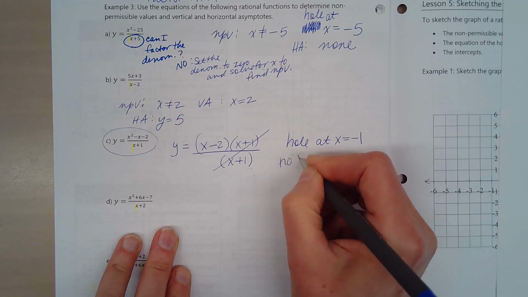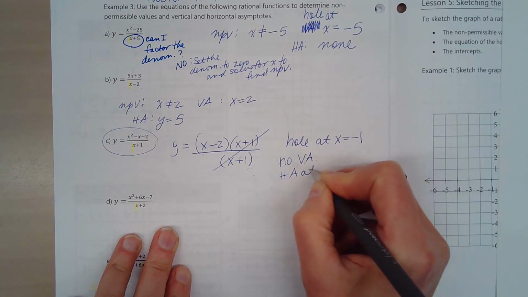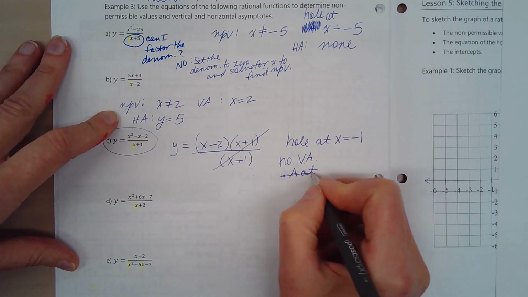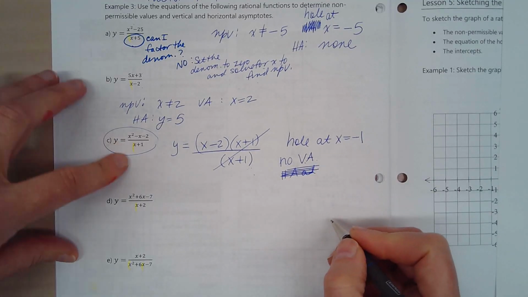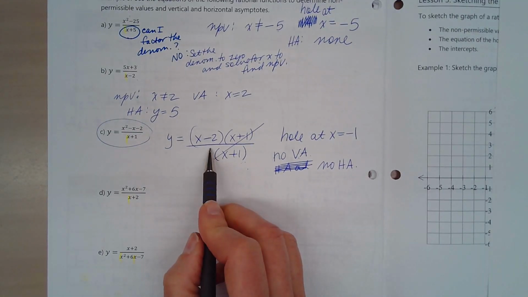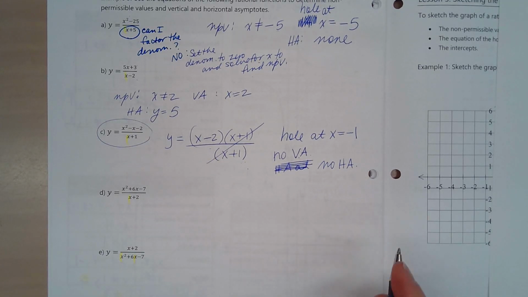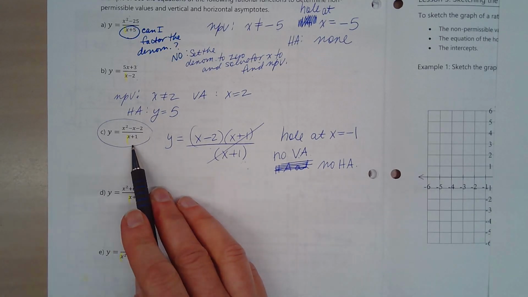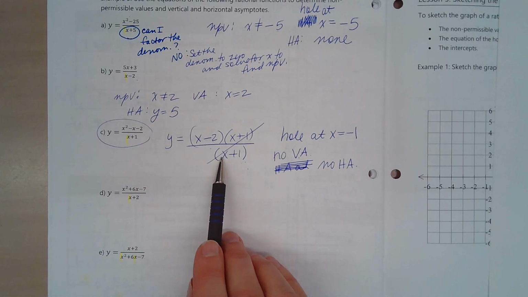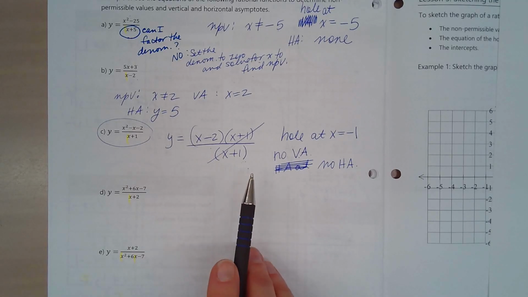So no vertical asymptote, but is there a horizontal asymptote? Higher power on the top, so there's no horizontal asymptote either, right? This is just going to result in a linear function with a hole in it. Agreed? So your x's on the bottom always result in holes or vertical asymptotes. If the factor doesn't cancel out, if it's left, it results in a vertical asymptote. If it cancels out, it results in a hole.